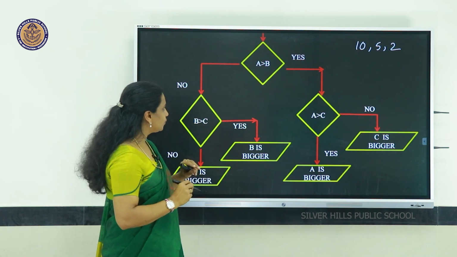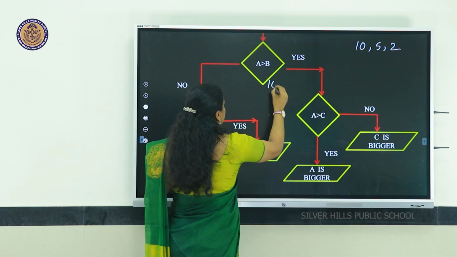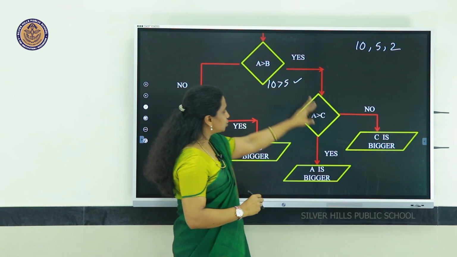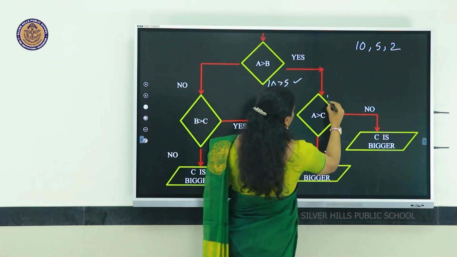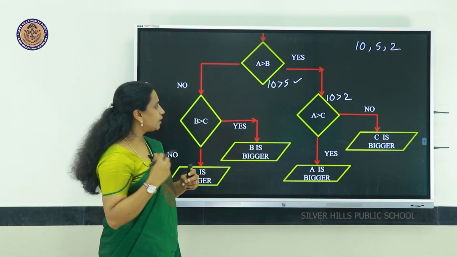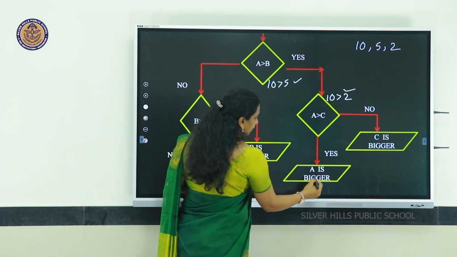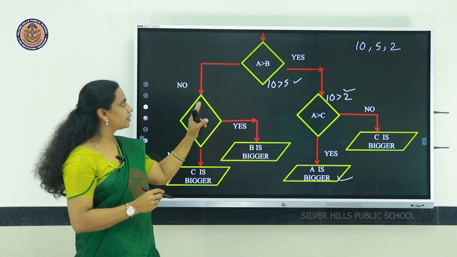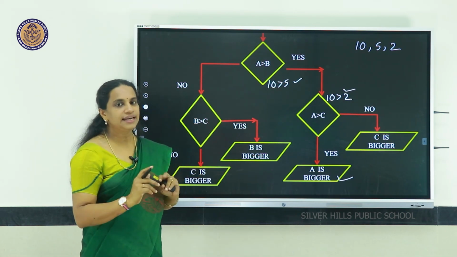Just go through this flowchart, it is checking whether A is greater than B. We can put the values 10 greater than 5. It is true. If it is true, check whether A is greater than C. That is, we can put the values 10 greater than 2. That is also true. Now, what is the answer? This is true and this one is true, and what is the final answer? A is the biggest number. Okay, we got the biggest number as A.